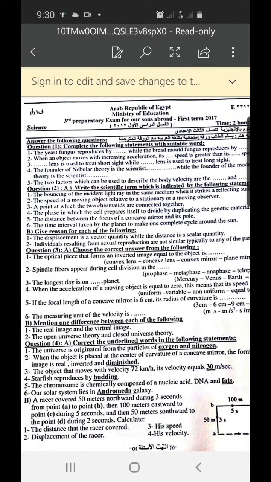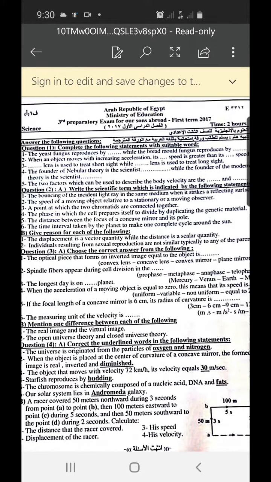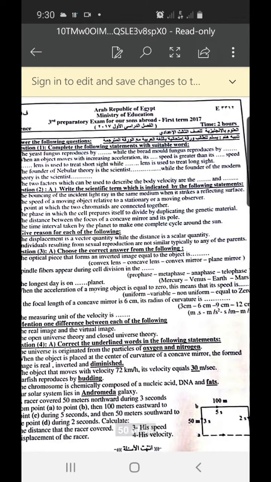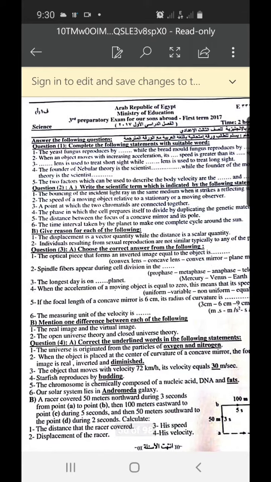Number 3, space length is used to treat short sight, while space length is used to treat long sight. The answer is concave lens is used to treat short sight, while convex lens is used to treat long sight.